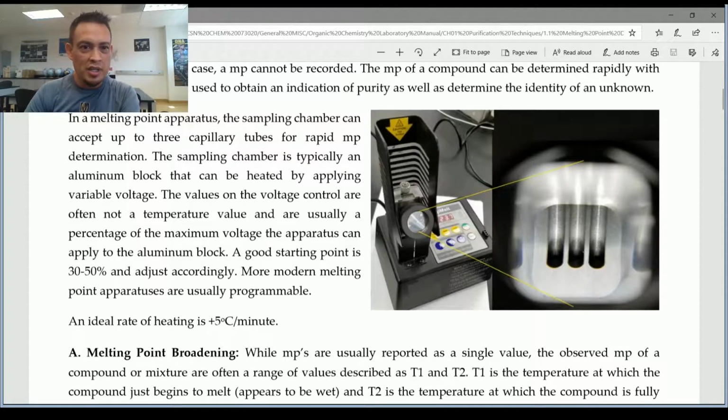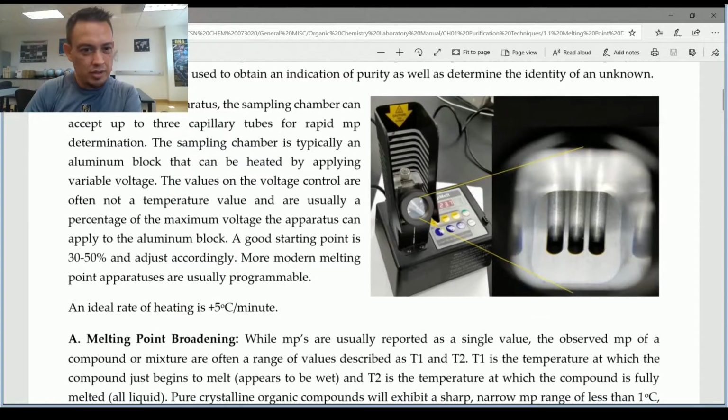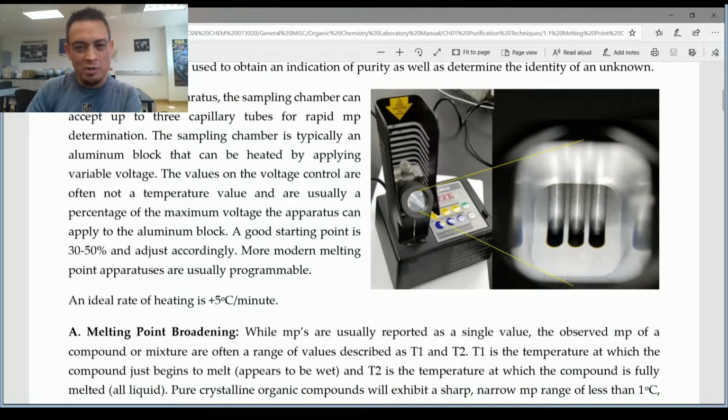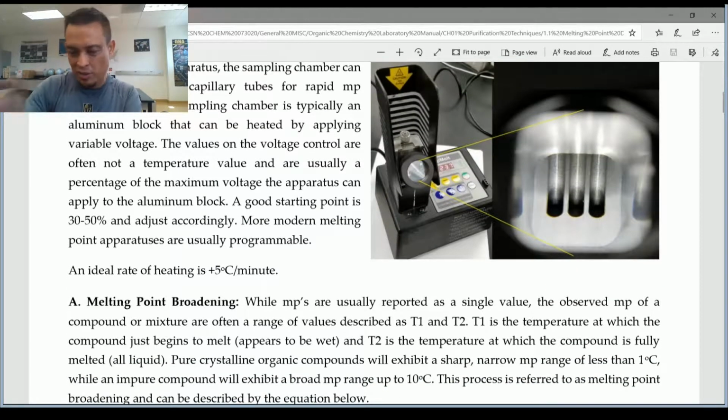Depending on which campus you're taking the lab at, your apparatus may look different, but honestly, they're quite the same. Some are programmable, some are not. Essentially, though, all they are is a heating block with a thermometer in them, and a viewing window, as we see here. I'll go over that in more detail when we actually take a look at the experiment, or actually doing the lab part itself.